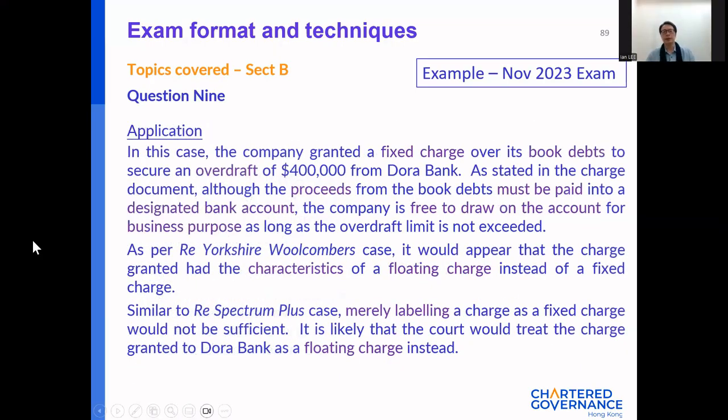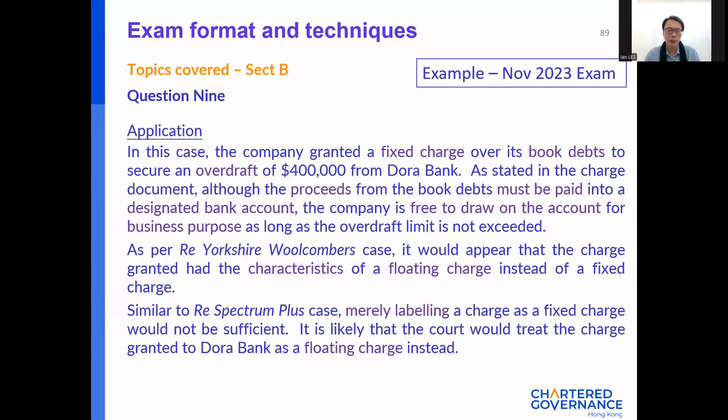Okay, application. To apply to our situation, the company granted a fixed charge over its book debts to secure an overdraft of $400,000. As stated in the charge document, although the proceeds from the book debts must be paid into a designated bank account, the company is actually free to draw on the account for business purposes, as long as you do not exceed the limit. So you can see there's no restriction, and the control is actually still with the company. The company can draw the money out as it requires for its business.